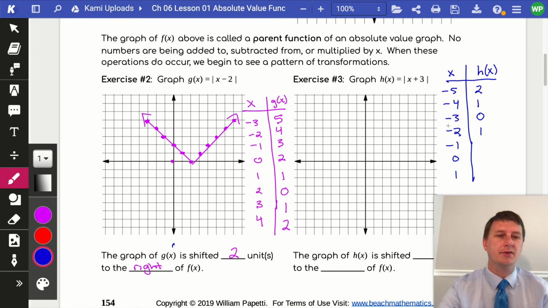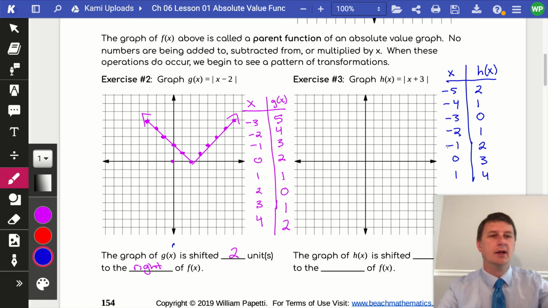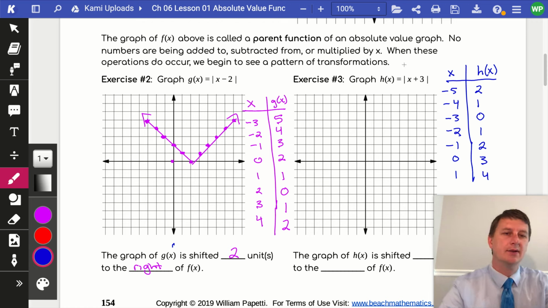And look at that, there's our values repeating. That's perfect. -1 plus 3 is 2, absolute value of 2 is 2. 0 plus 3 is 3, absolute value of 3 is 3. And 1 plus 3 is 4, absolute value of 4 is 4. So again, I substituted in my x values into this function to get my h of x values. Now I'm going to graph these on the grid and see what kind of shape I get and where it's located. So I have -5, comma 2. I've got -4, comma 1, -3, 0, -2, 1, -1, 2, 0, 3, and 1, 4.